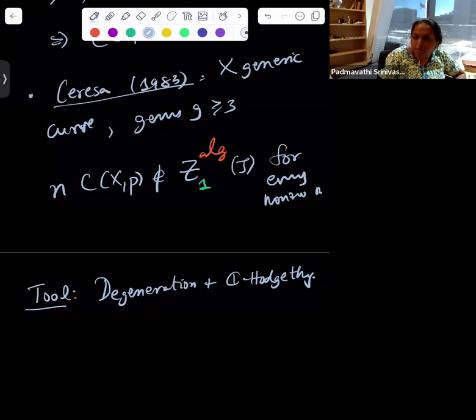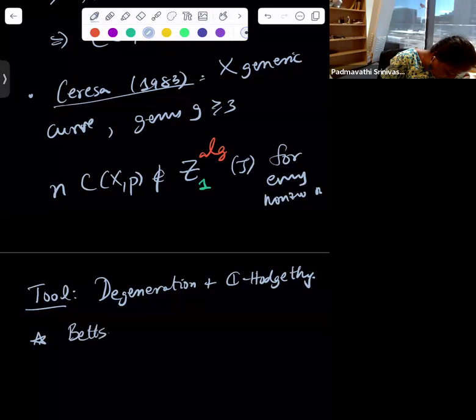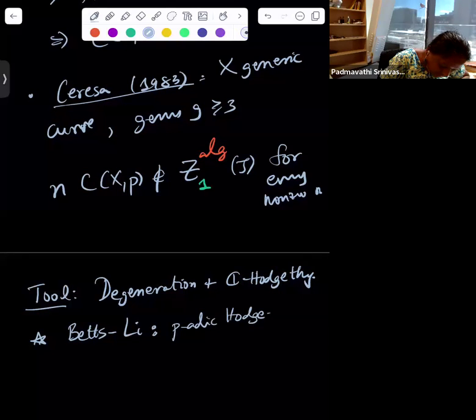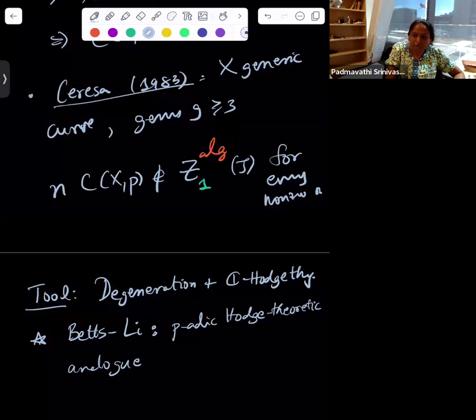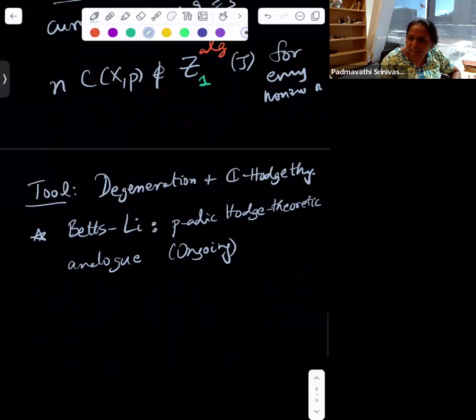And I also want to lead into some of the talks that are coming up. There is very exciting recent work by friends, collaborators. So there's ongoing work by Alex Betts and Wanda Lee, who's speaking next week. And they have a periodic Hodge theoretic analog of Ceresa's result. And you can actually deduce some stronger statements about what kind of curves have a non-vanishing Ceresa cycle. So this is very recent, ongoing work. I just wanted to give a shout out.